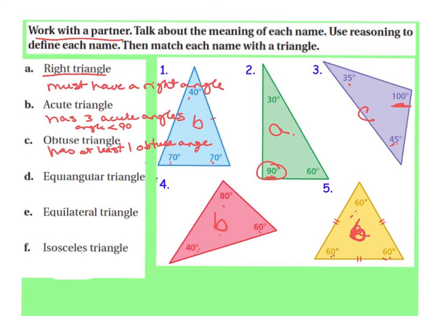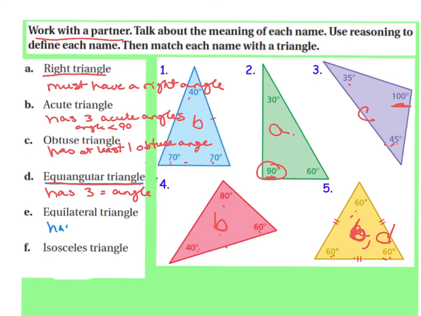Those 3 are based on angles. The next 3 are based on sides. An equal angular triangle, sorry, this one is also an angle one. That means it has 3 equal angles. And the only one that has 3 equal angles is number 5. So that is also considered an equal angular one, which is letter D. So there's 2 ways of classifying that. Now we'll go into sides.